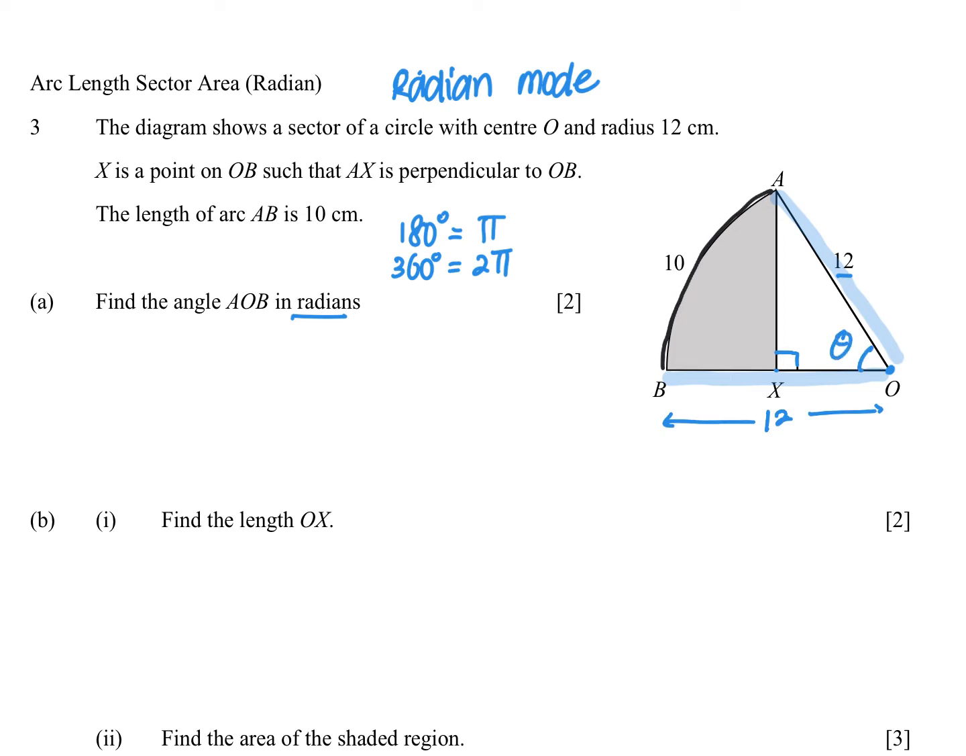The information given to me is the arc length, and the length involves 2 pi r. How do we find arc length? Let me write down the formula. Arc length is equal to theta over 360 times 2 pi r. But now, since we are going to find the answer in radians, it will be theta over, instead of 360, we replace this by 2 pi.